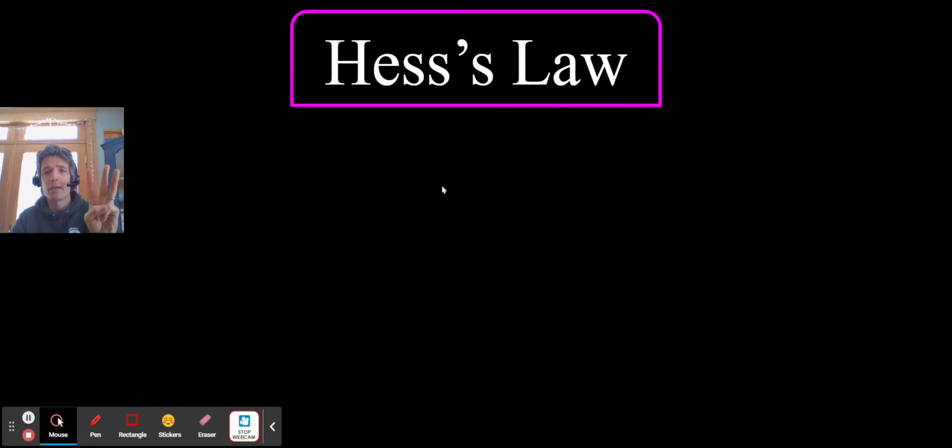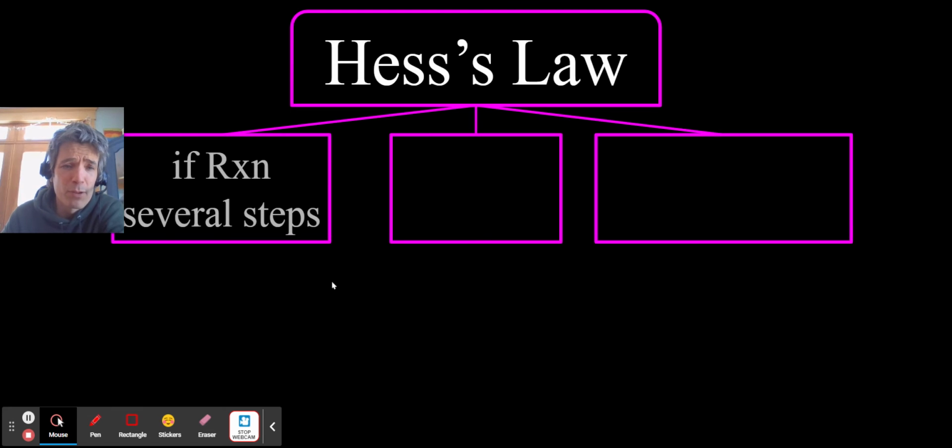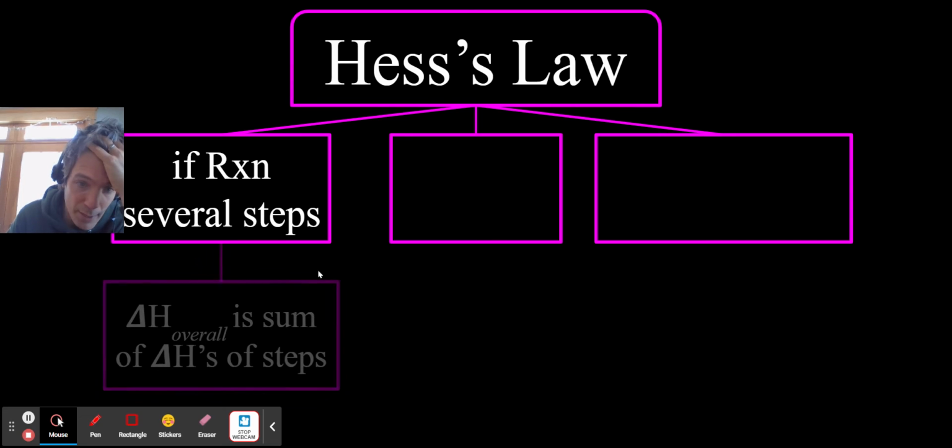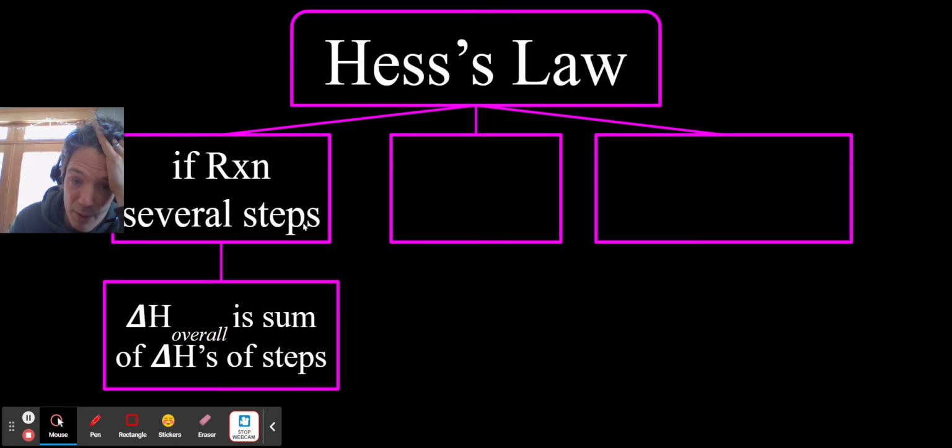Hess's law has three changes and their effect on the enthalpy of the reaction. The first being if the reaction has several steps, or rather the overall reaction is the sum of several steps, then the enthalpy of the reaction is just the sum of the enthalpies of those steps.